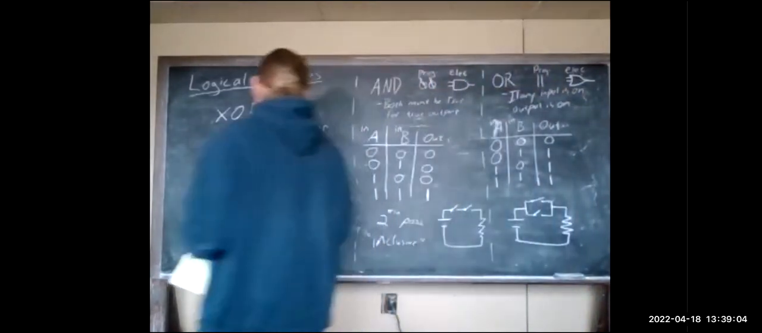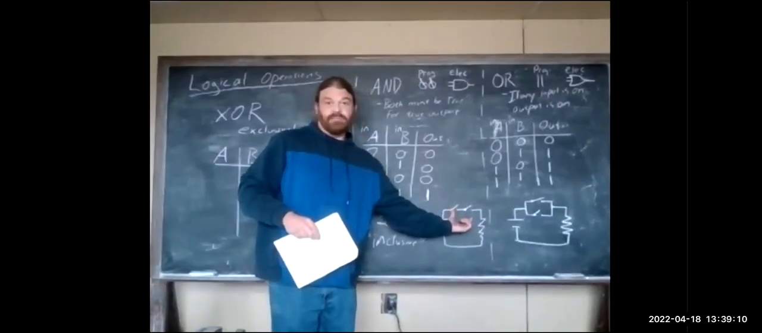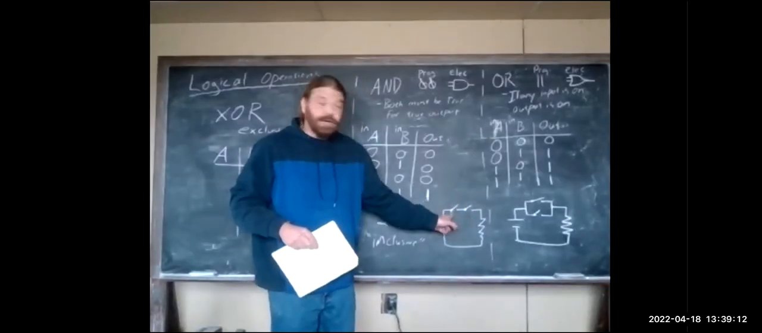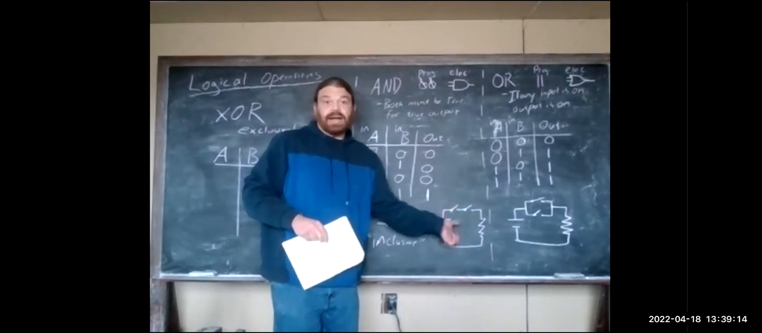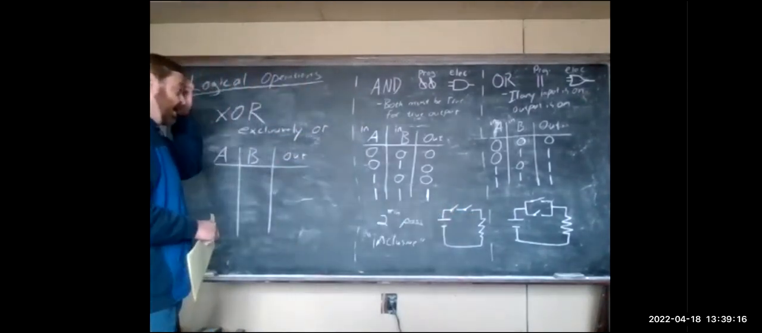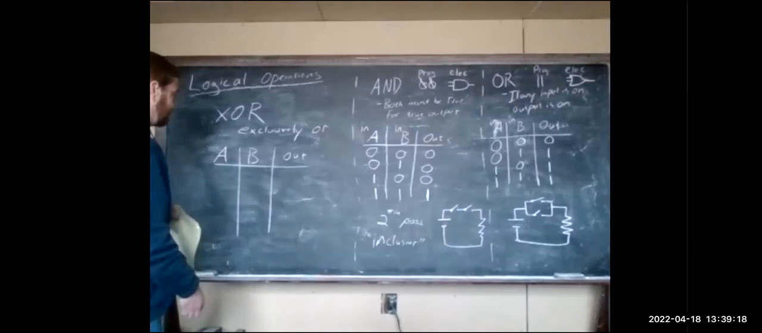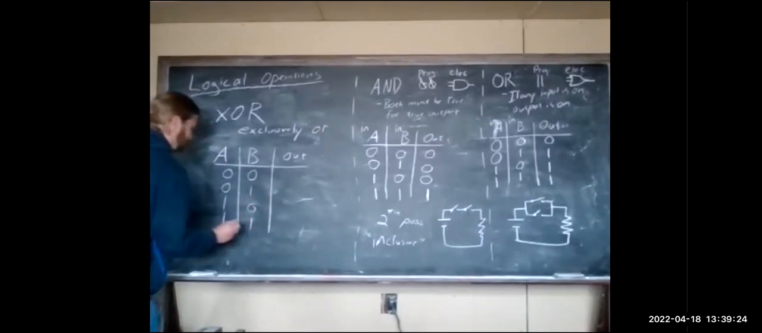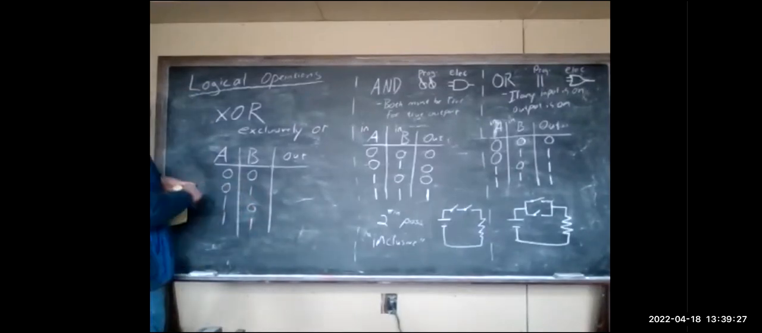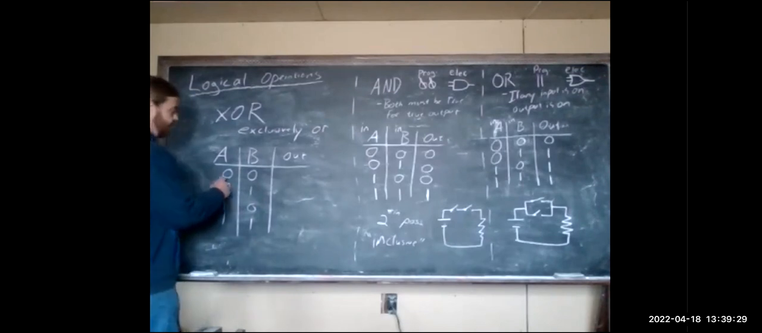So a NAND is when both of them are on. If both switches are on, it creates a short to ground, so it combines not and and. I'll draw this out: 0, 0, 1, 1, 0, 1, 0, 1. So it's exclusively one or the other, but not both.